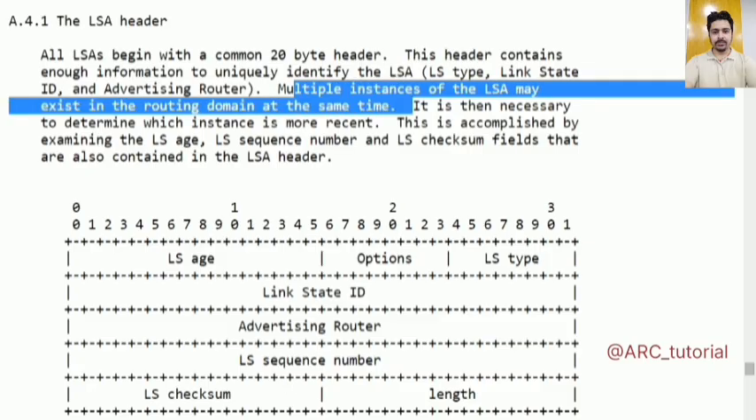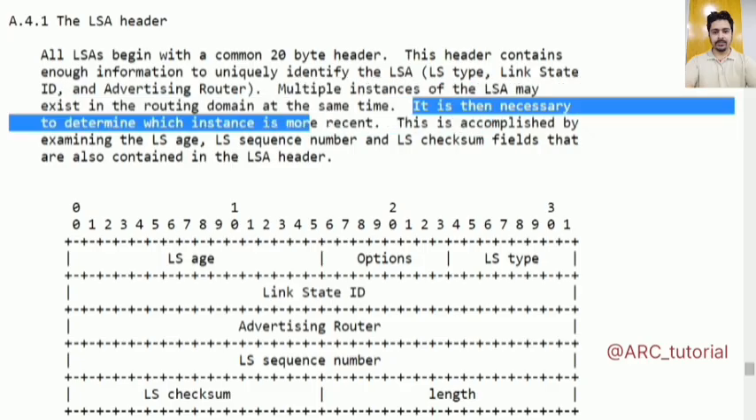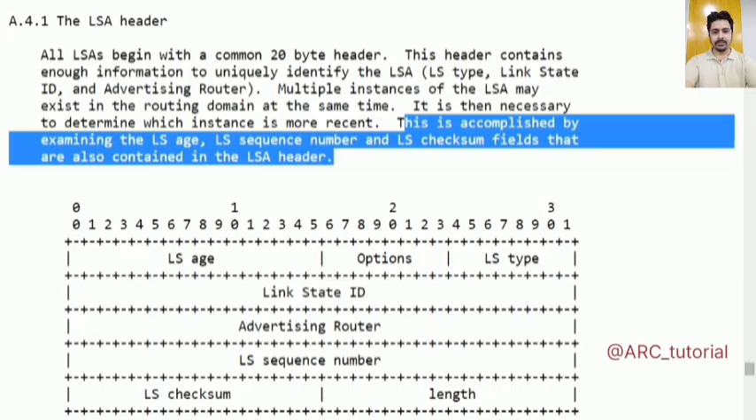Multiple instances of an LSA may exist in the routing domain at the same time. It is then necessary to determine which instance is more recent. This is accomplished by examining the LS age, sequence number, and LS checksum fields that are also contained in the LSA. What I taught you, how will you identify which LSA is the most recent LSA? To identify that, you see the credentials here: sequence number, age, checksum. That's what I taught you, isn't it?